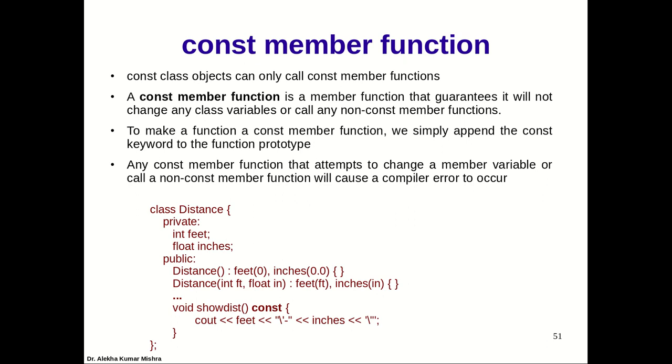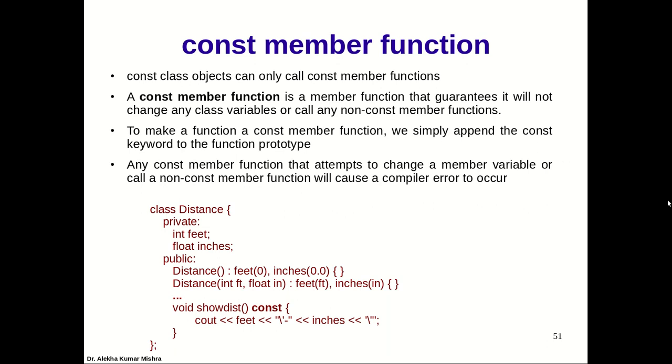Similarly, we can define a constant member function. A constant object can only call a constant member function, because the constant member function's job is to not make any changes to any class variable or call any non-constant member function. So the two things to be remembered here. We know that a constant object's members cannot be modified, so it is always safe to call a constant member function with reference to a constant object.